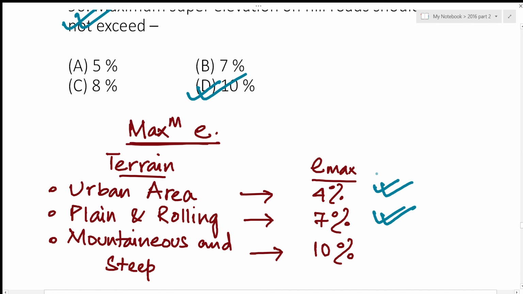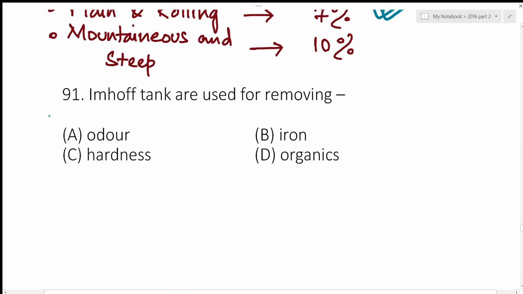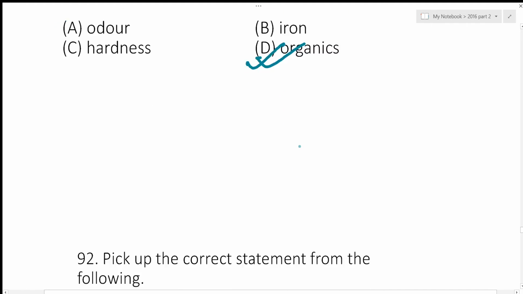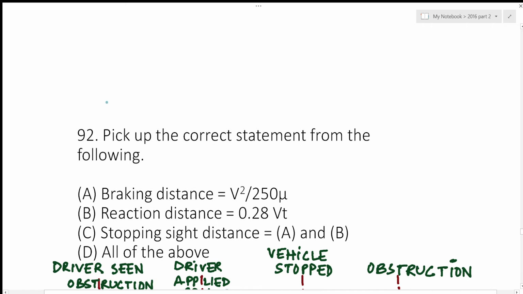So remember all three. Next question: Imhoff tanks are used for removing. The answer would be organics. Imhoff tanks are used for removing organics. Pick up the correct statement from the following.